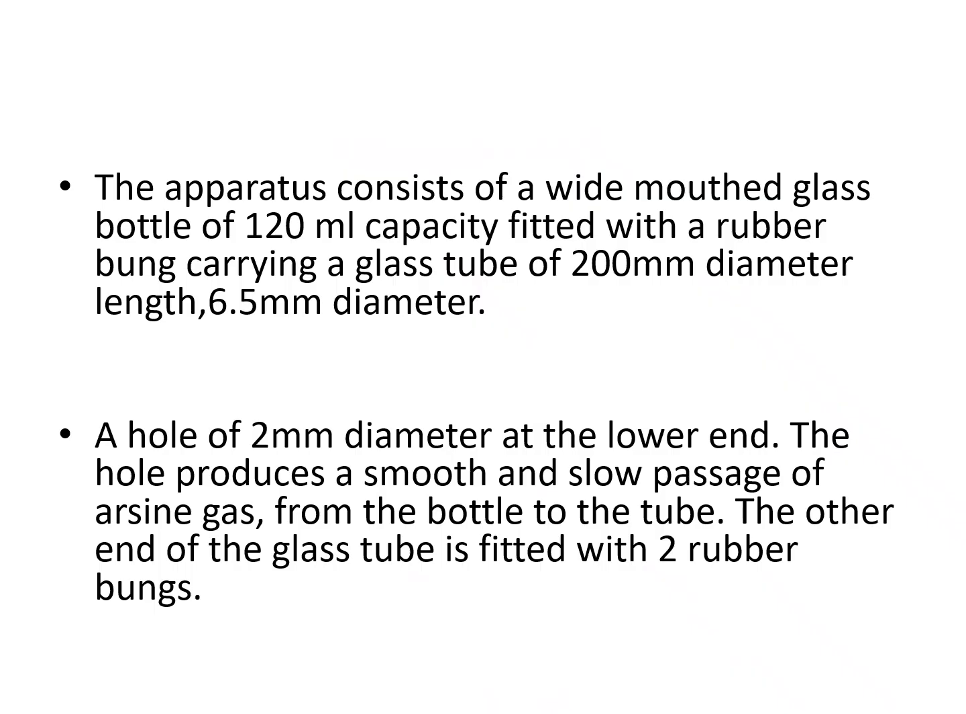In this slide, as I already mentioned, the apparatus consists of a wide mouth glass bottle of 120 ml capacity fitted with a rubber bung with a glass tube of 200 mm length and 6.5 mm diameter, and a hole of 2 mm diameter at the lower end. The hole produces smooth and slow passage of arsine gas from the bottle to the tube. The other end of the glass tube is fitted with two rubber bungs, and the mercuric chloride paper is sandwiched between these two rubber bungs.